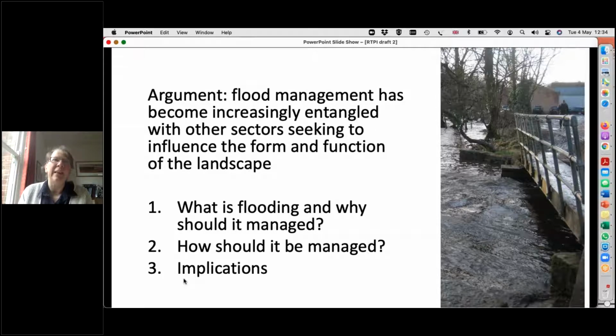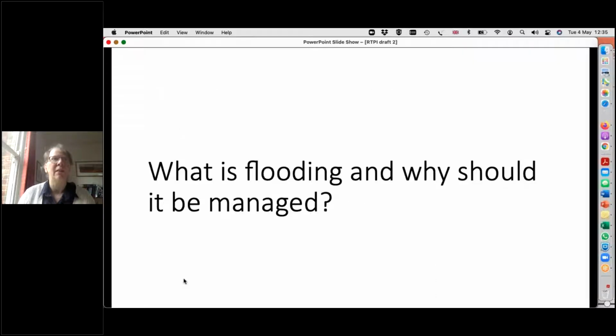So I'm going to talk firstly about what is flooding and why should it be managed. Secondly, how should it be managed and what are these changing approaches? And thirdly, reflections on the implications. I'm aiming to take about 20 minutes, a little bit more. Becky will be coming back at 20 minutes.